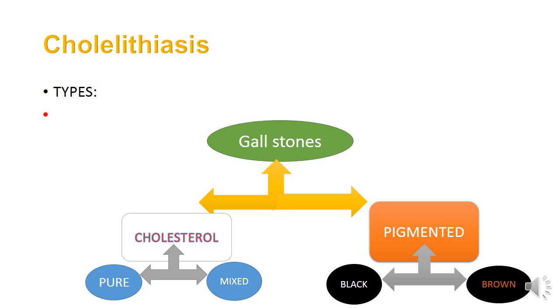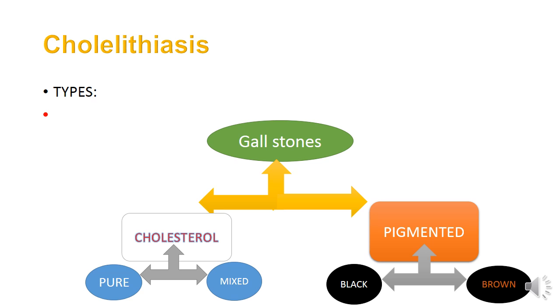Cholelithiasis. Now, this is a rather difficult term to pronounce, but the meaning is quite simple. It just means the presence of stones in the gallbladder. Now, gallstones are of two types: cholesterol gallstones and pigmented gallstones. Depending upon the percentage and content of cholesterol, the cholesterol gallstones are further classified into two: pure cholesterol gallstones and mixed cholesterol gallstones. Similarly, depending upon the appearance and color, the pigmented gallstones are of two types as well: the black pigmented gallstones and the brown pigmented gallstones. Now we'll see the composition of each one of these in detail.